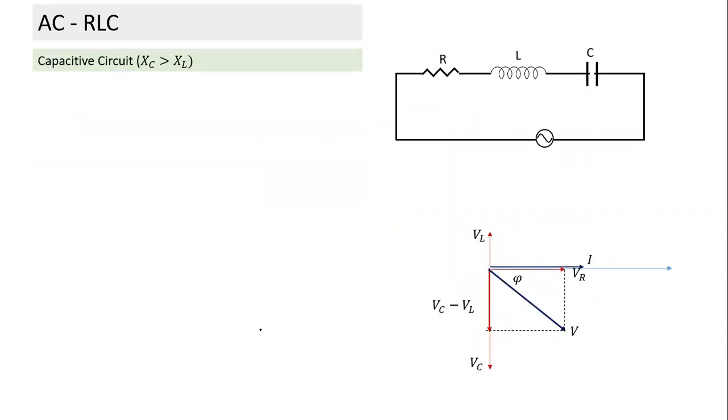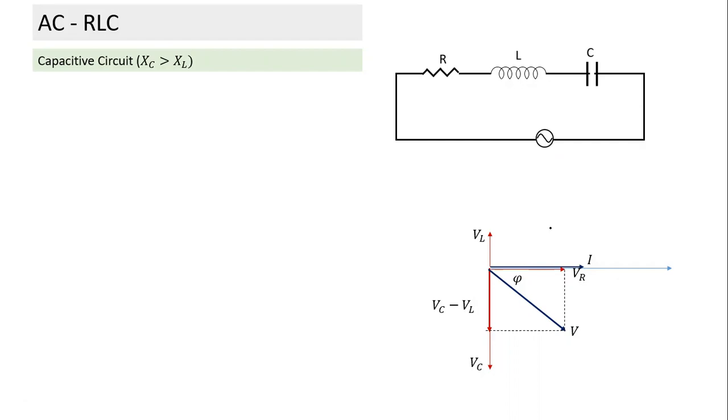In the previous case, how did we draw it? We took VL to be greater than VC. What happens if XC is greater than XL? In the same circuit, if XC is greater than XL, how would the phasor diagram change? If XC is greater than XL, VC will be greater than VL. So how would the phasor change? There's a difference if you take the sum of the two. The resultant of the two, rather than pointing upwards, will be pointing downwards. This will be VL and VC. Can you notice the key difference between the previous phasor diagram and this one?